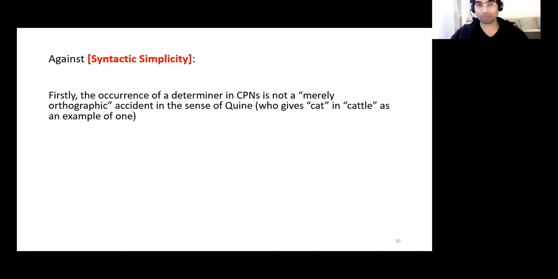Now, one option not available to the opponent is to say that the occurrence of what seems to be the determiner in complex names is a merely orthographic accident in the sense of Quine. So Quine gives the example of the appearance of CAT in cattle as an example of an orthographic accident. It's merely an accident of orthography that the first three letters of cattle are also constituents of an otherwise meaningful word in the English language.